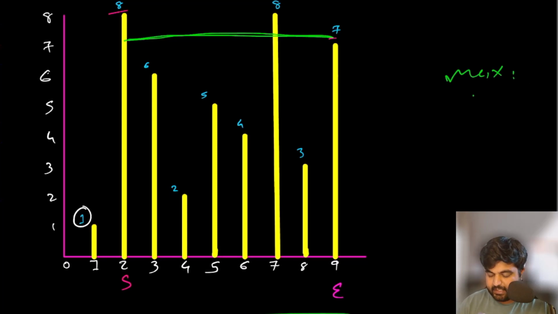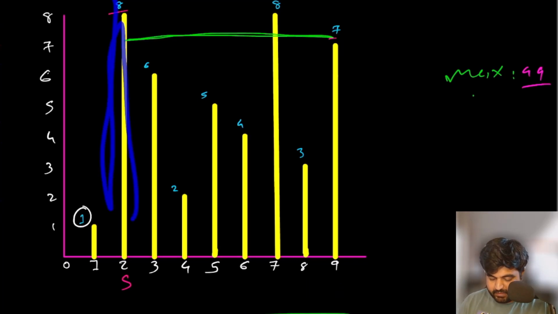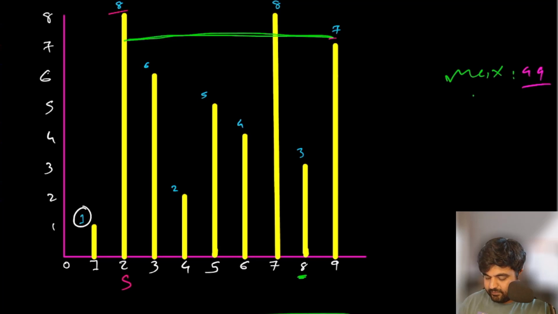49 is greater than maximum. So we would add 49 as the answer. Now again in this case, it makes more sense to move the ending pointer because the height of this one is greater. So now we would move, since we are moving it over here.